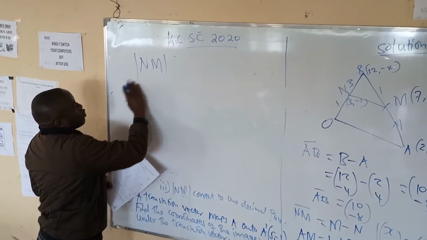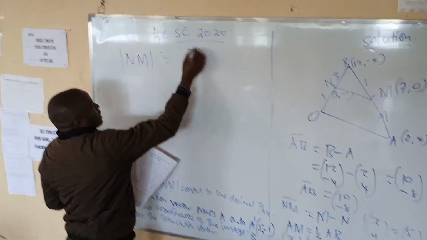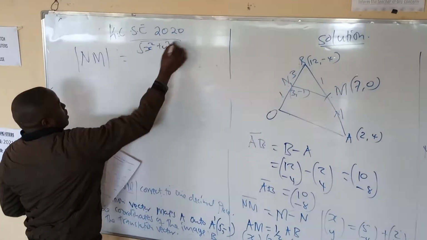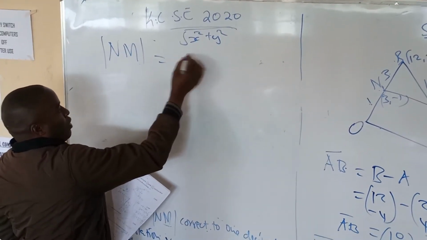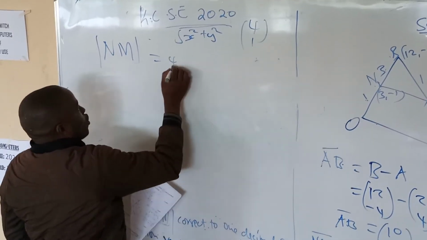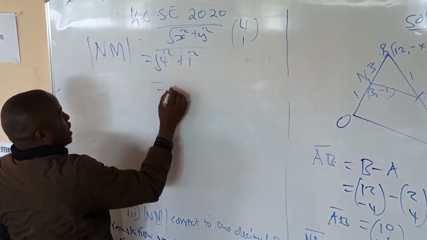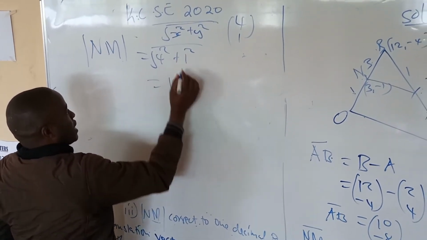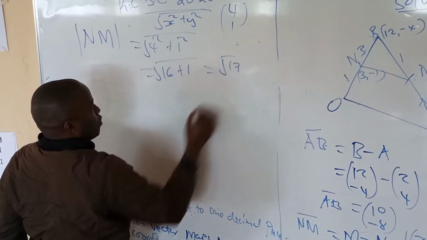The modulus of NM equals? Remember, we know that the modulus is the square root of x squared plus y squared. So the modulus of NM will be equal to, remember our x in that case, because NM is (4, 1), so it will be the square root of 4 squared plus 1 squared, which is 16 plus 1, which is 17, so the modulus is the square root of 17.